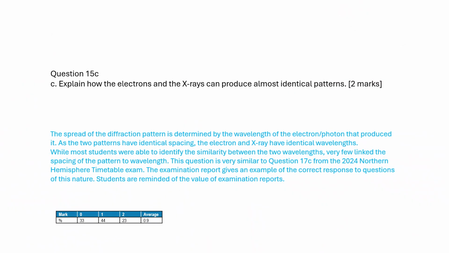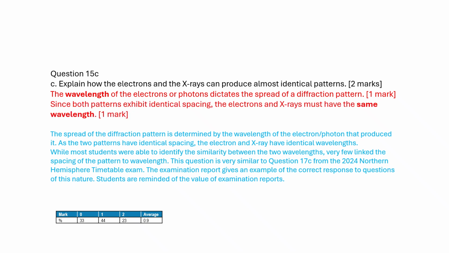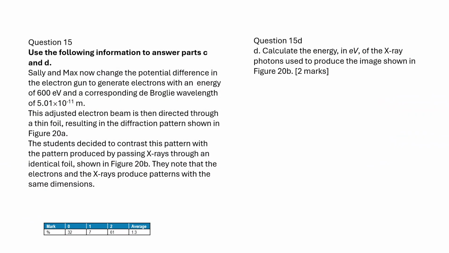The wavelength of the electrons or photons dictates the spread of a diffraction pattern. Since both patterns exhibit identical spacing, the electrons and X-rays must have the same wavelength. The identical diffraction patterns produced by X-rays and electrons indicate they share the same wavelength.